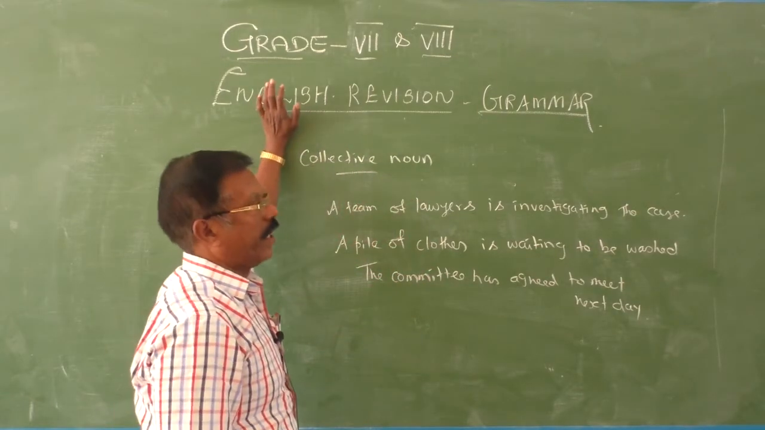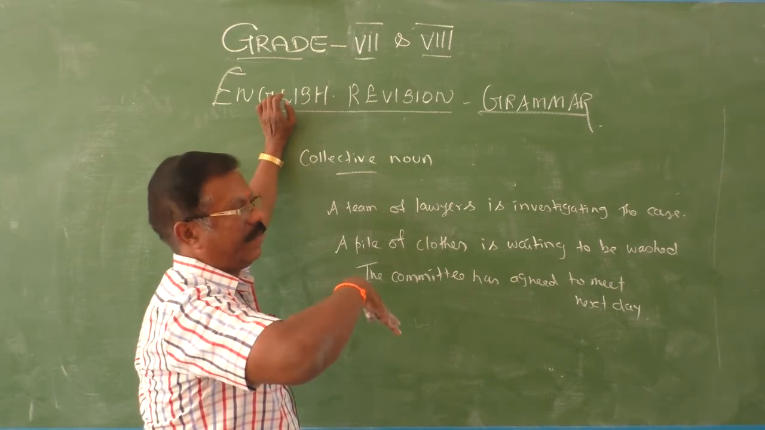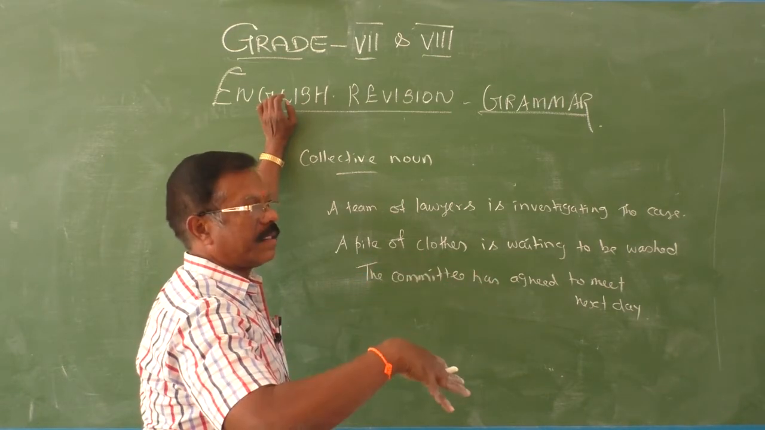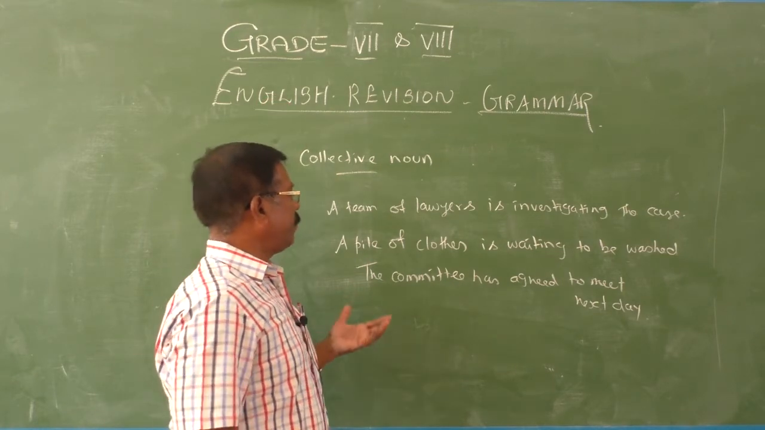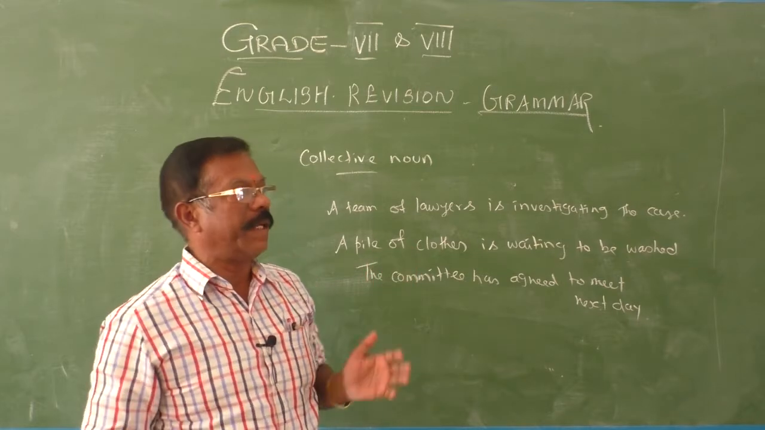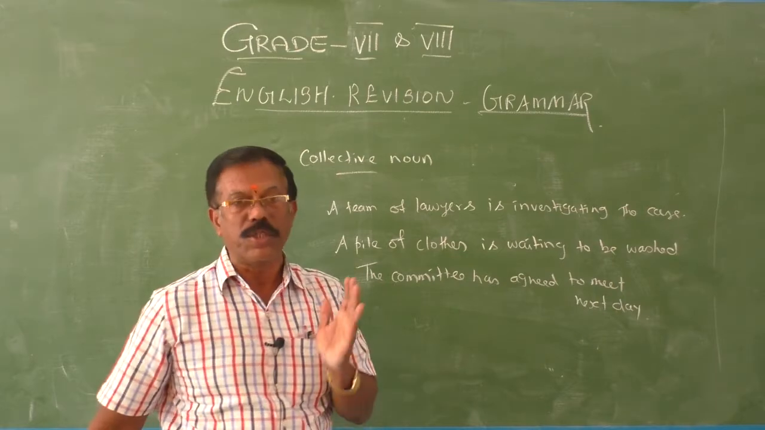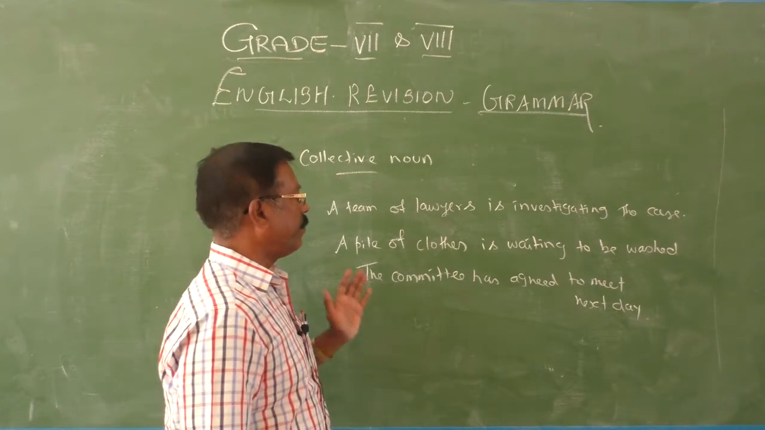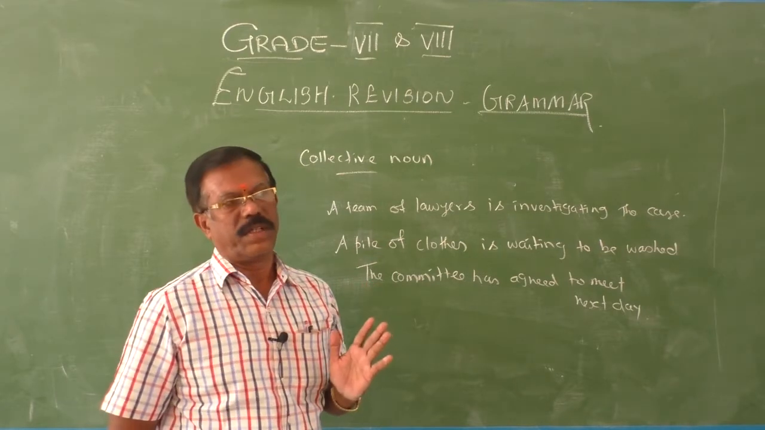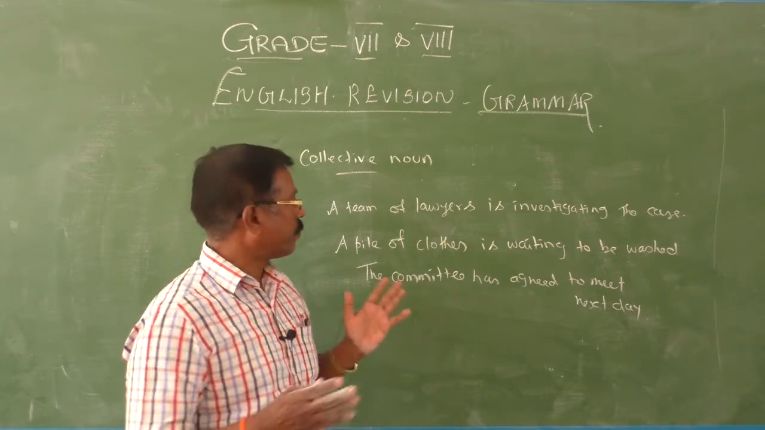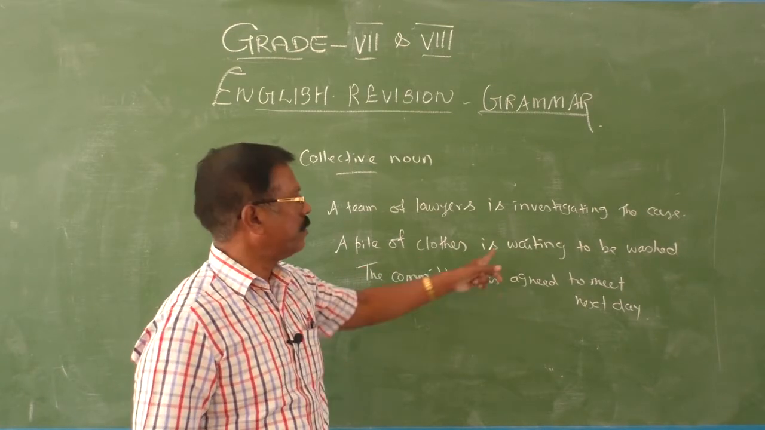A team of lawyers is a collective noun, so it is followed by the singular verb is, because here we consider the group of things as a single unit. Similarly, the committee: there may be many members in that committee, but we consider the members as a single unit. Therefore, we use a singular verb only. The committee has agreed. A pile of clothes is a collective noun. Here we have a lot of clothes, but it should be considered as a singular unit, therefore we use the singular verb is waiting.